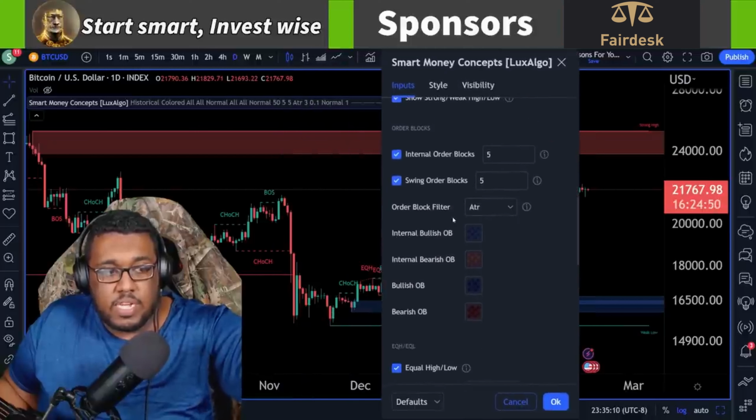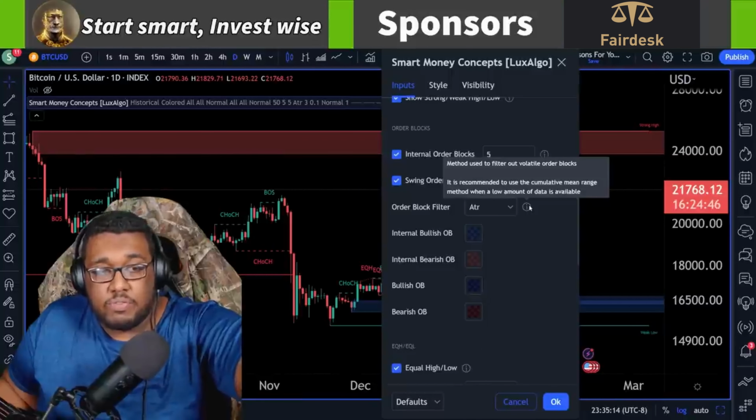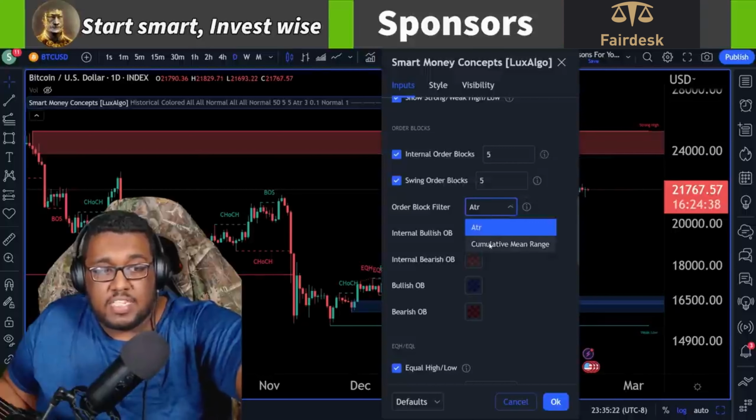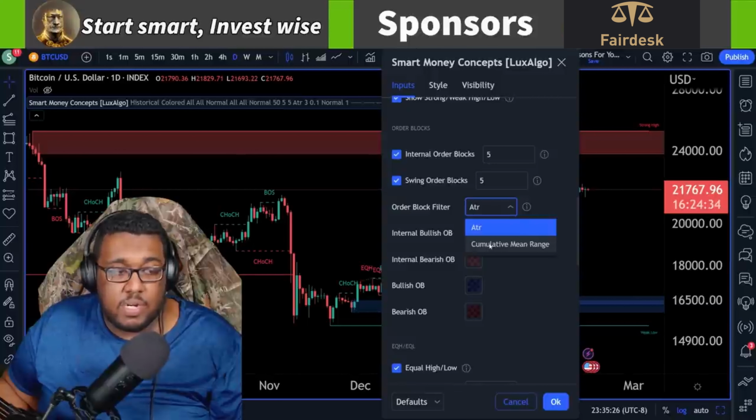Next up, we're going to be looking right here at order block filter. This one right here is the method used to filter out volatile order blocks. It is recommended to use the cumulative mean range method when a low amount of data is available, okay? That's this one right here. If you guys have been using a chart that has a lot of data and it's been going on for a long time, like Bitcoin or Ethereum or Apple, you're normally just going to keep it at ATR. It is rare that I have ever used the cumulative mean range.